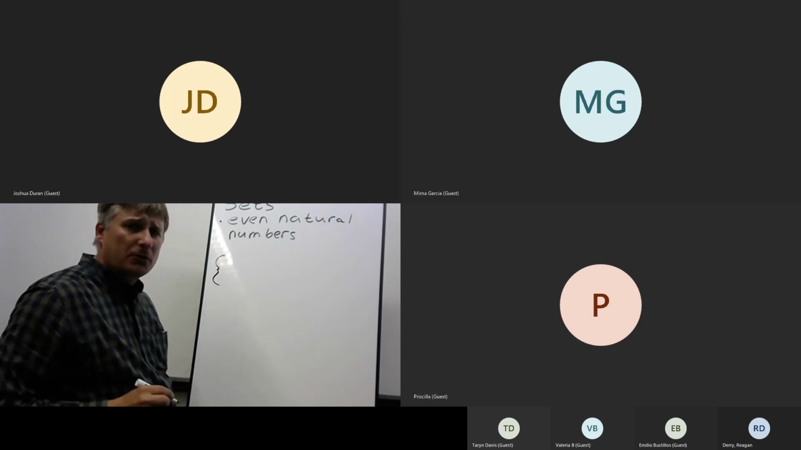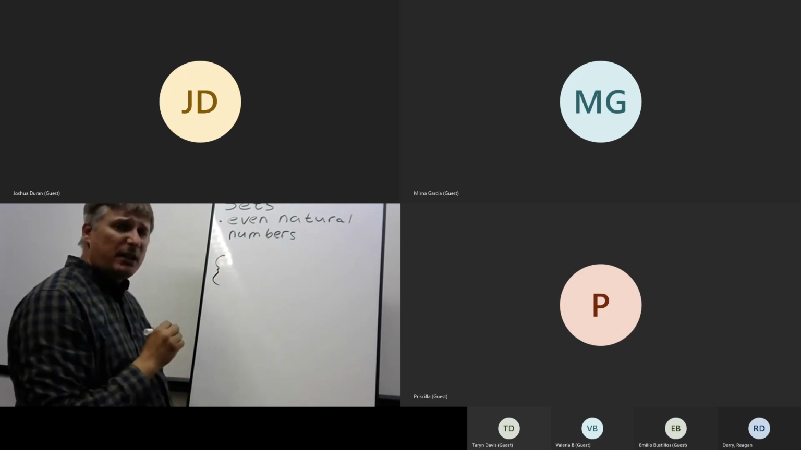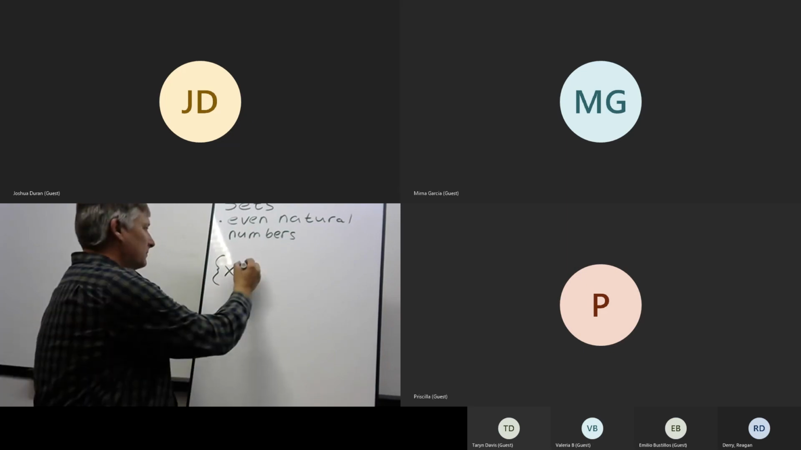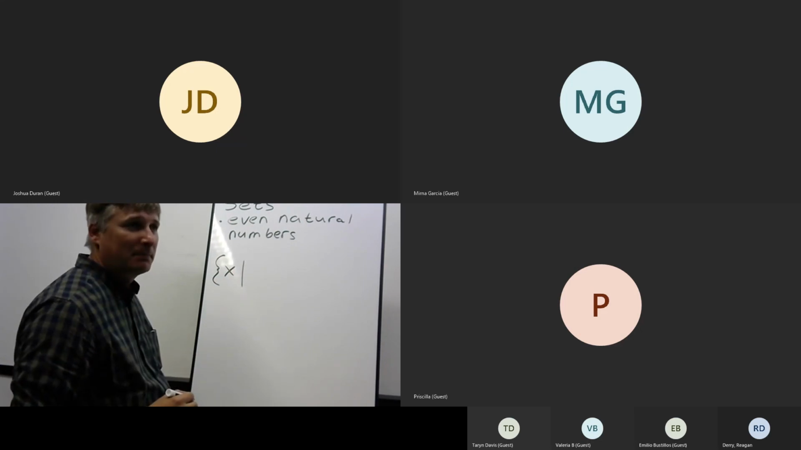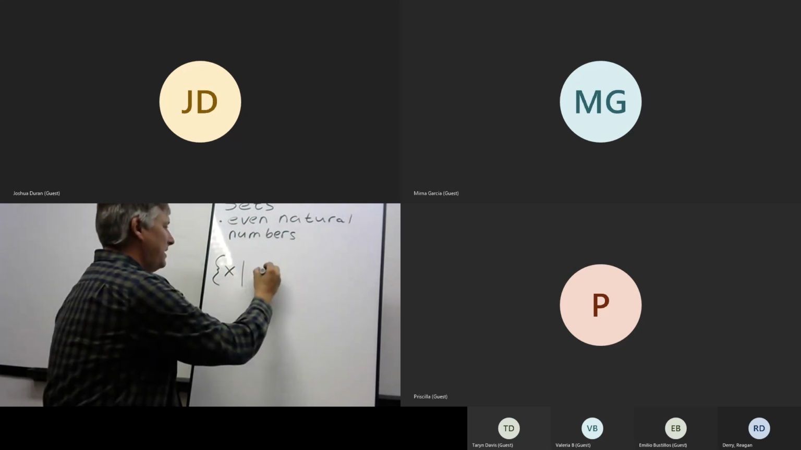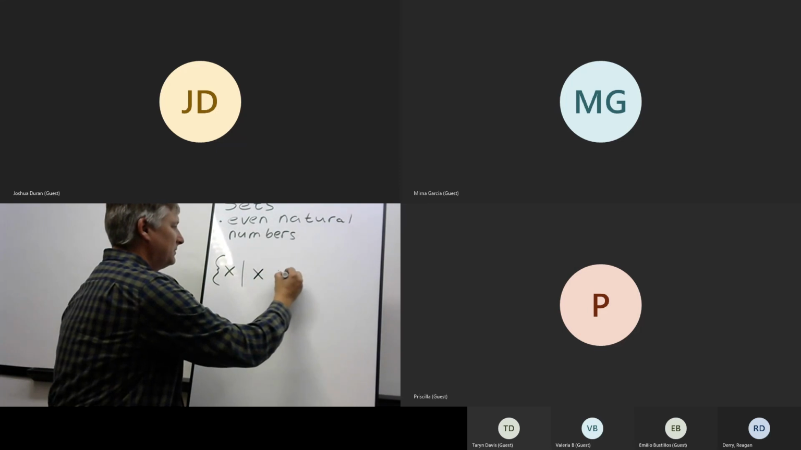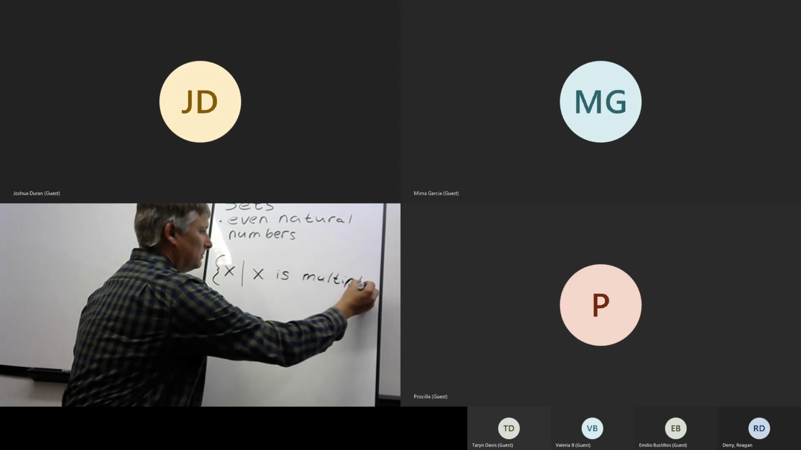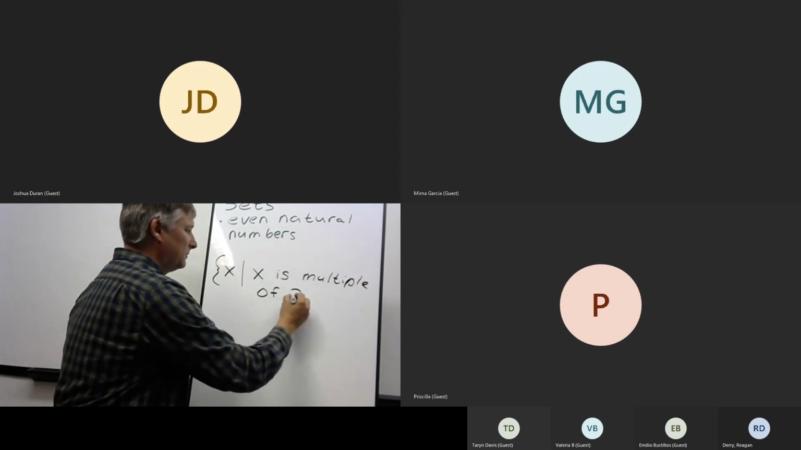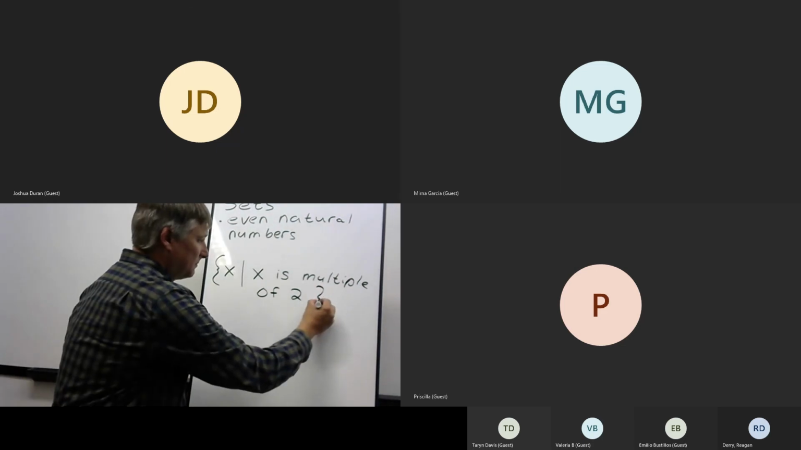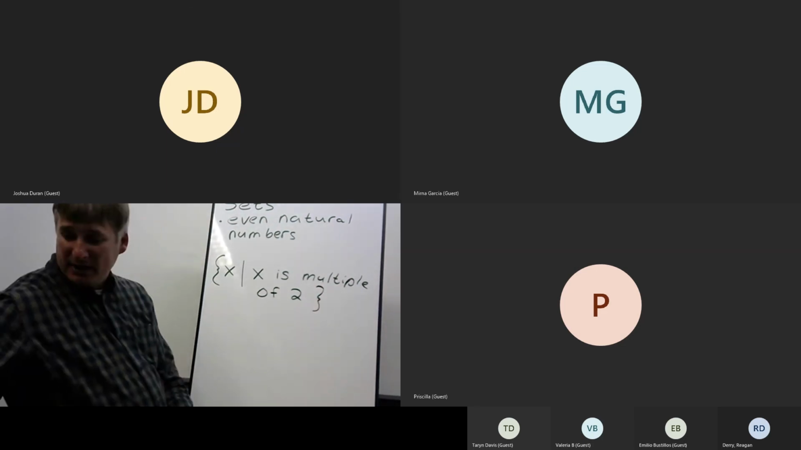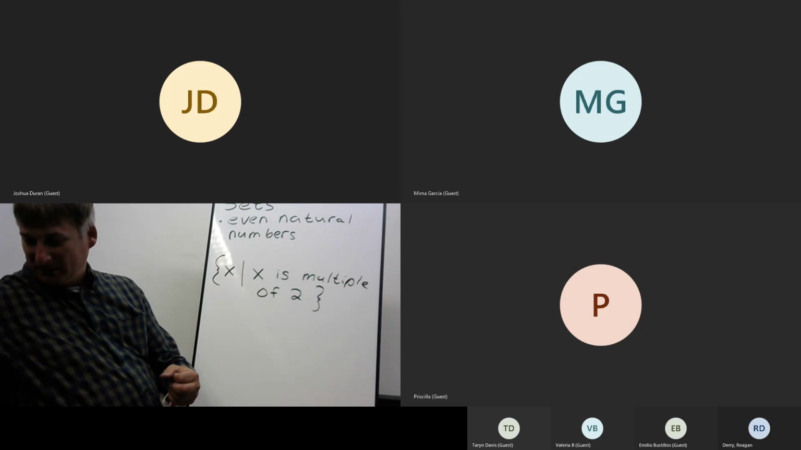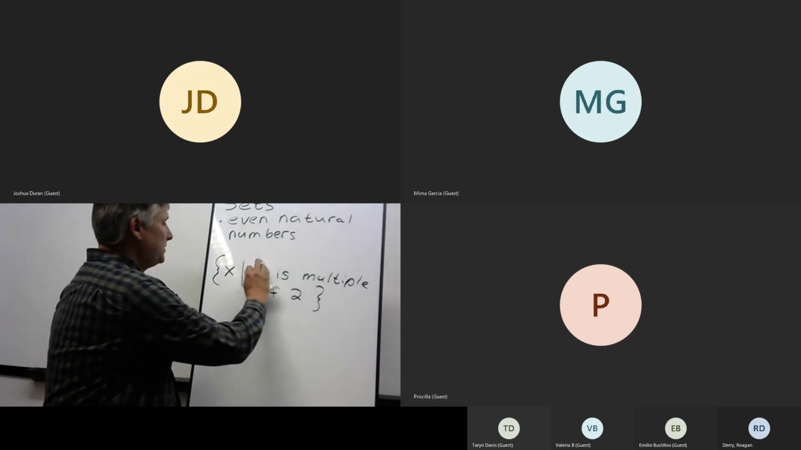So we always start out with this formality. The set of even natural numbers, we're talking about any number x such that x is a multiple of 2. We could say something like this. Or we could say it a little differently. Now let me see how they don't get too complicated here. All right, they don't. We could do something like this.